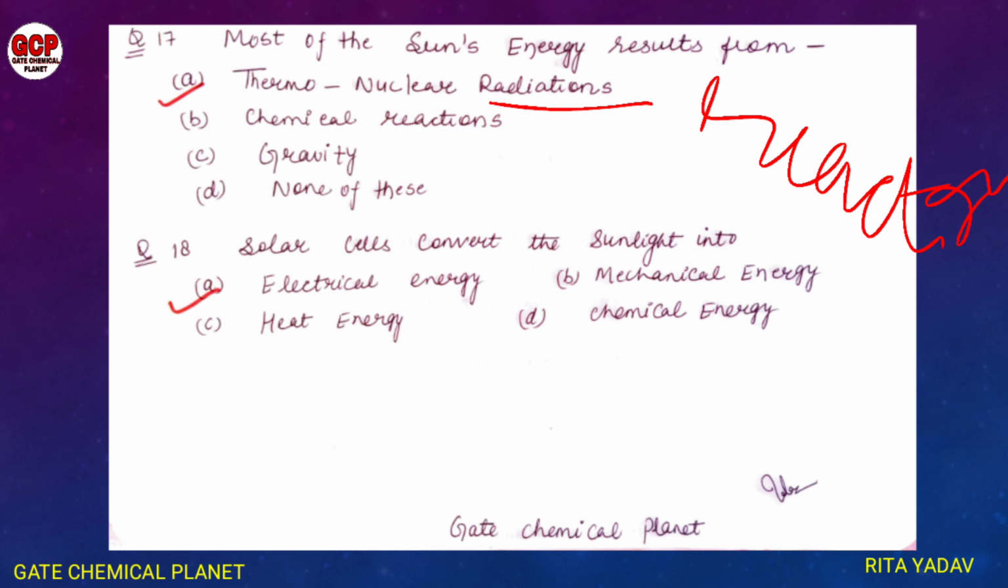Option A is correct. Next question: solar cells convert sunlight into which type of energy? Mechanical energy, chemical energy, heat energy, or electrical energy? The correct answer is that solar cells convert sunlight into electrical energy. Option A is correct. Now move to the next questions.